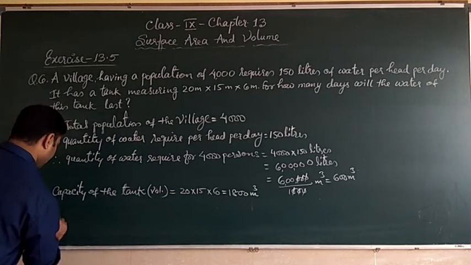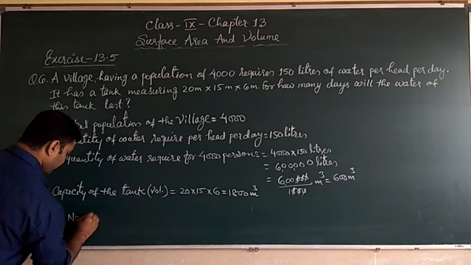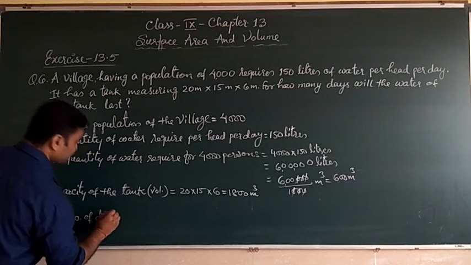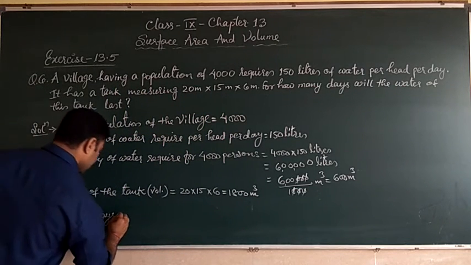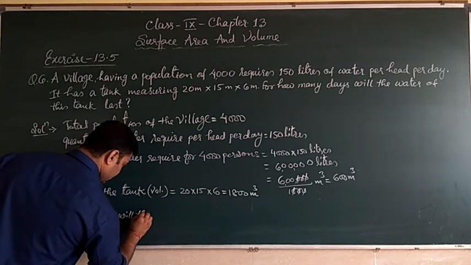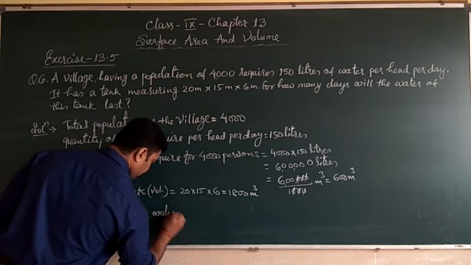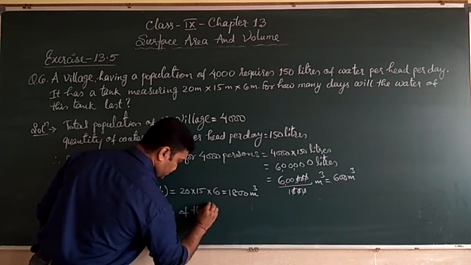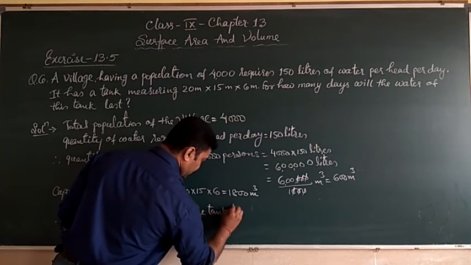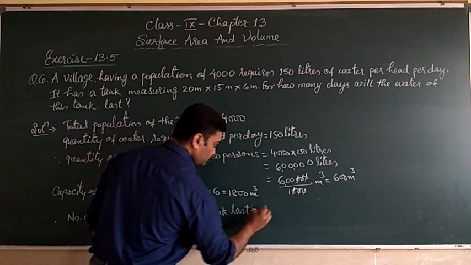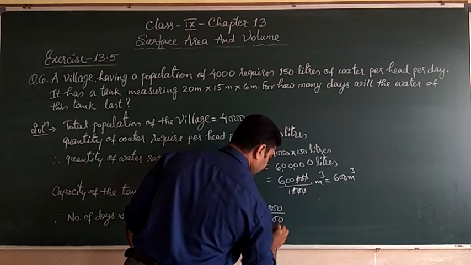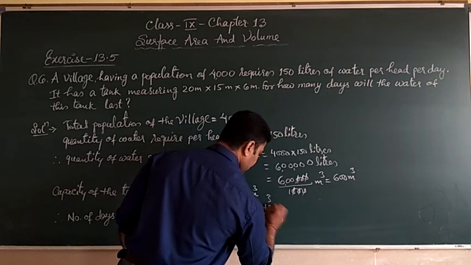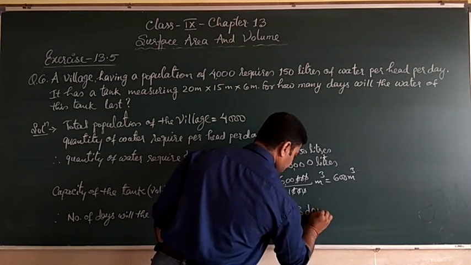Now therefore, the number of days the water of the tank will last is equal to 1800 upon 600, that is 3 days.